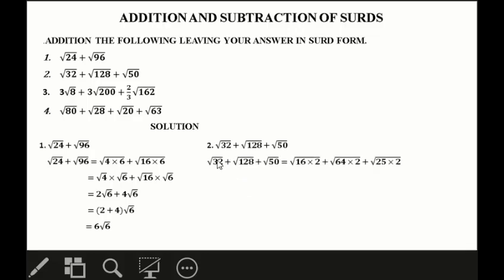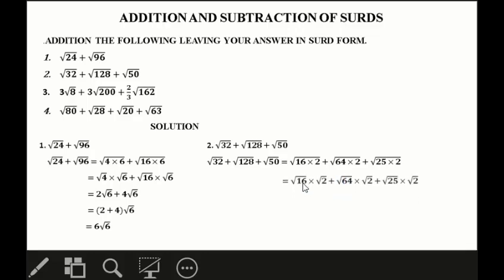So over here, the root of 32, the root of 128, the root of 50. 32 will give us 16 times 2. But 16 times 2 will give us what? 32. And this 16 we know is a perfect square, right? Good. The root of 128 will give us 64 times 2, all under a root sign. Then the root of 50 will give us 25 times 2, all under the root sign.